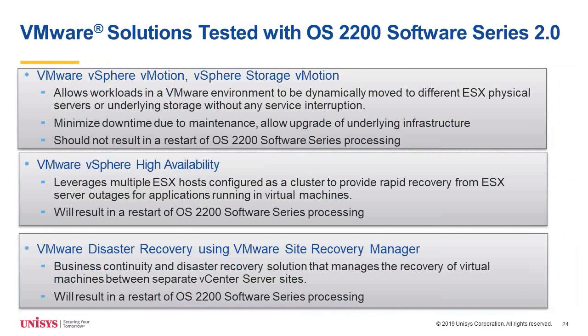VMware disaster recovery using VMware Site Manager has also been tested. And again, this is similar to the HA capability, and it's for moving the OS 2200 instance in a disaster between various VMware installations. So it's for remote failover from one VMware center to the next.